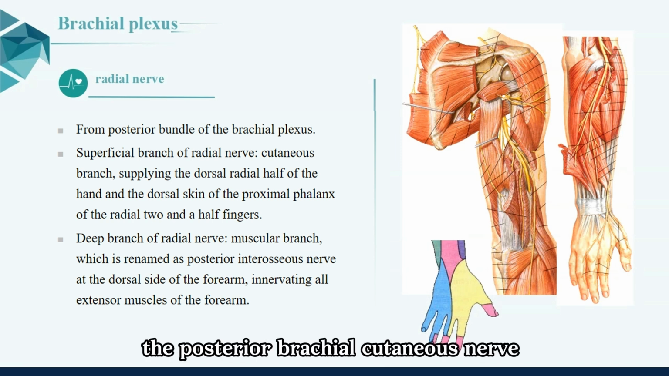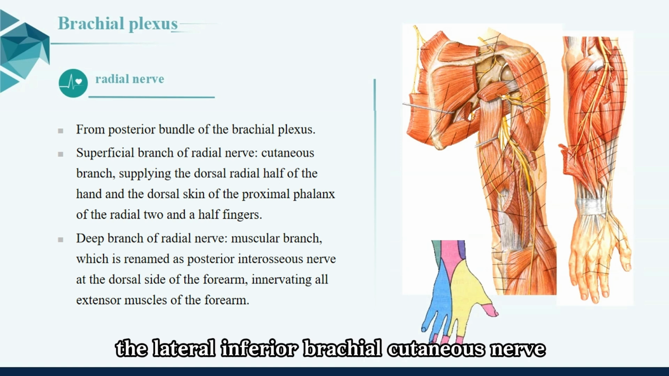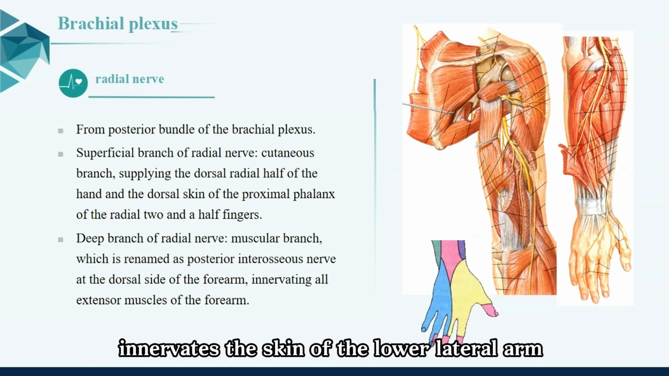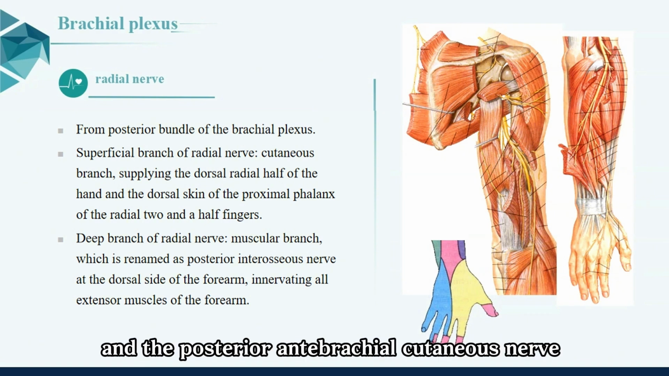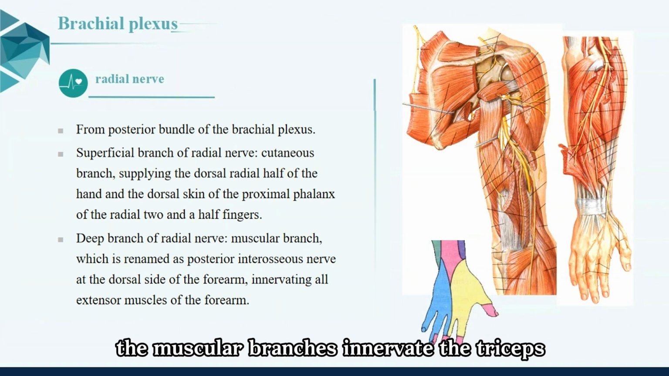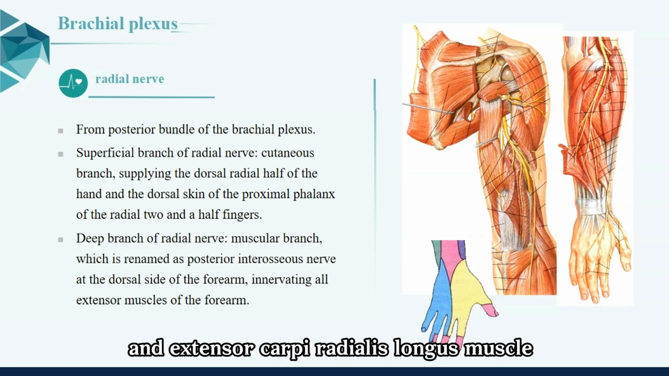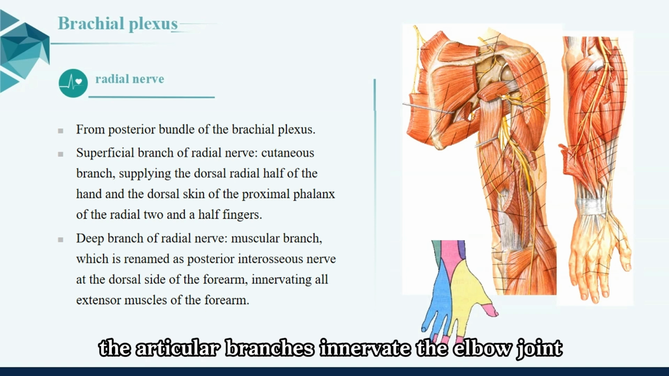The posterior brachial cutaneous nerve innervates the skin of the posterior brachial region. The lateral inferior brachial cutaneous nerve innervates the skin of the lower lateral arm, and the posterior antebrachial cutaneous nerve innervates the skin of the posterior forearm. The muscular branches innervate the triceps brachii muscle and anconeus muscle, brachioradialis muscle, and extensor carpi radialis longus muscle. The articular branches innervate the elbow joint.